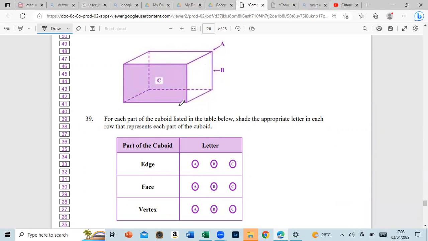So the edge is here, would be the edge, right? All of these would be the edges. So I'm gonna go with B for the edge. And for the face, this right here is the face. So I'm gonna go with C. And for the vertex, it is where the 2 lines meet. So that would be A.